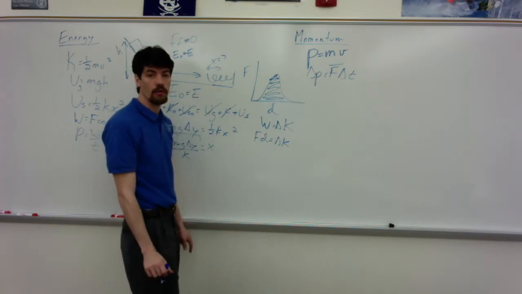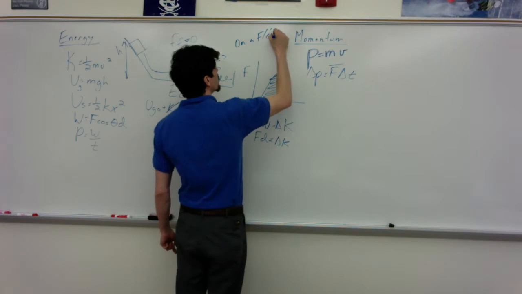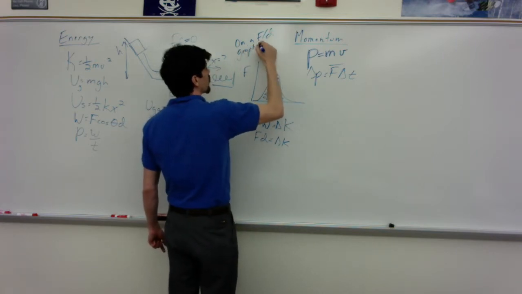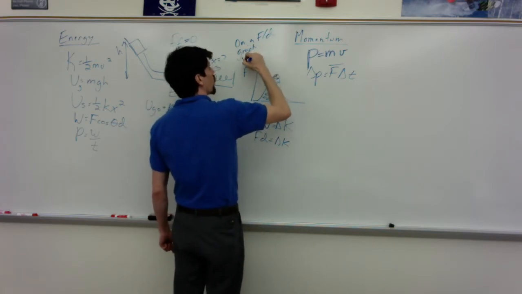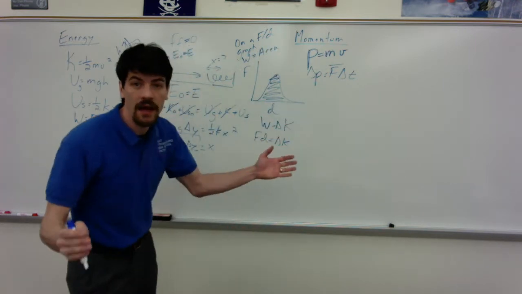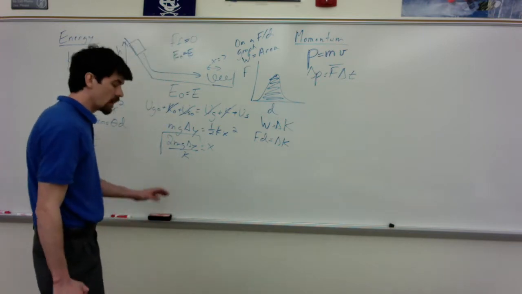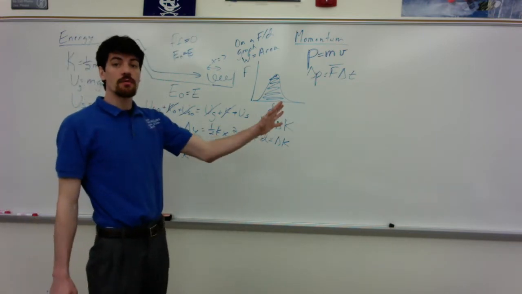Area under the curve. So on an FD graph, work is equal to the area. Big idea for work and energy stuff. Okay. The other part deals with momentum.